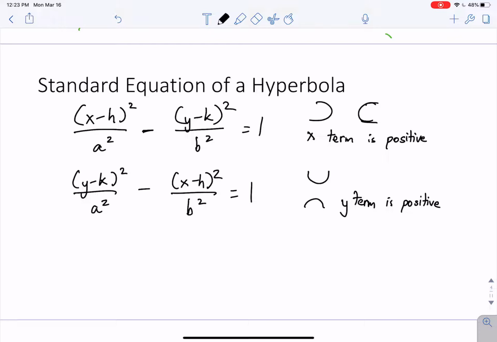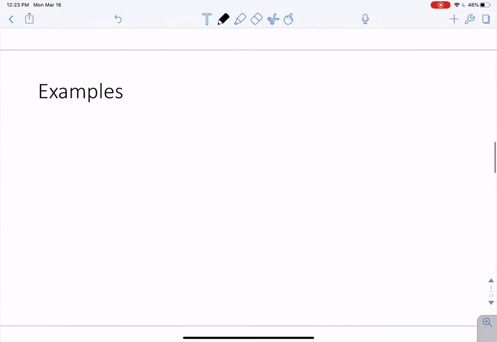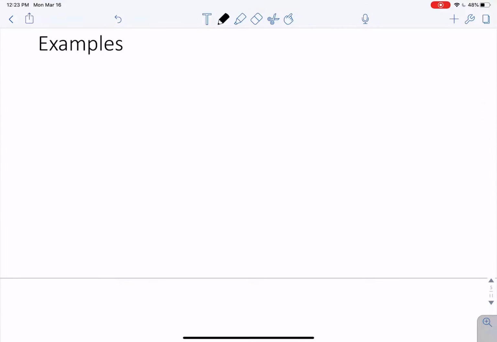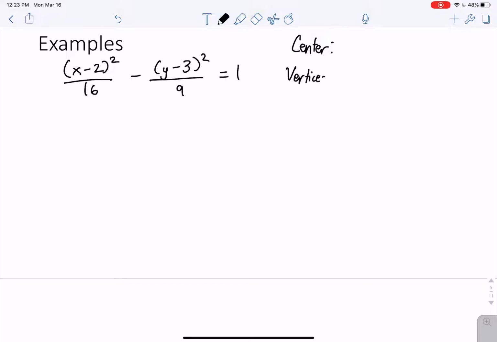So let's do some examples together, and we'll talk about the features of this with that. Starting off, let's do something that has a few different things happening in it. So we'll do x minus 2 squared over 16 minus y minus 3 squared over 9 equals 1. We want to find its center. We'll try to find its vertices. We'll find its foci. And we'll write the equations for its asymptotes.